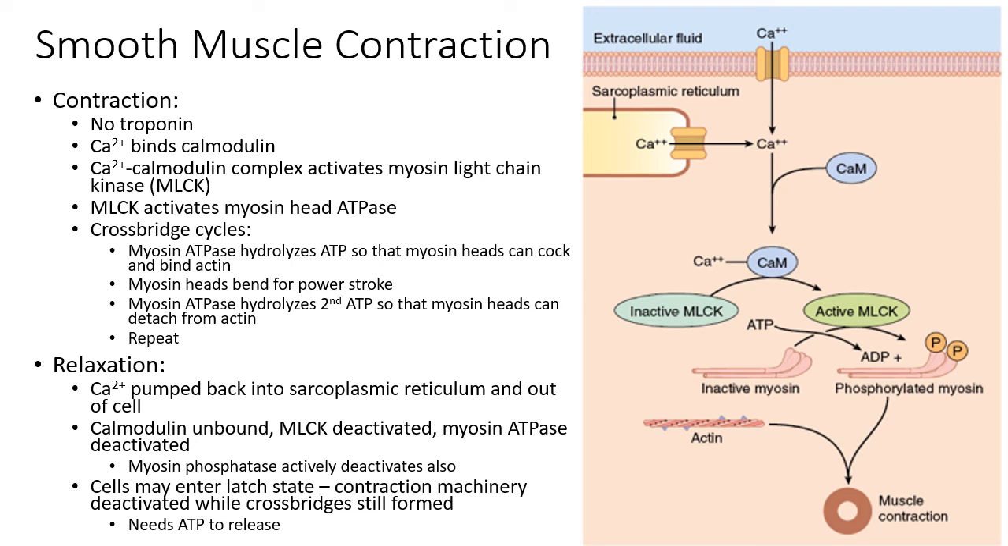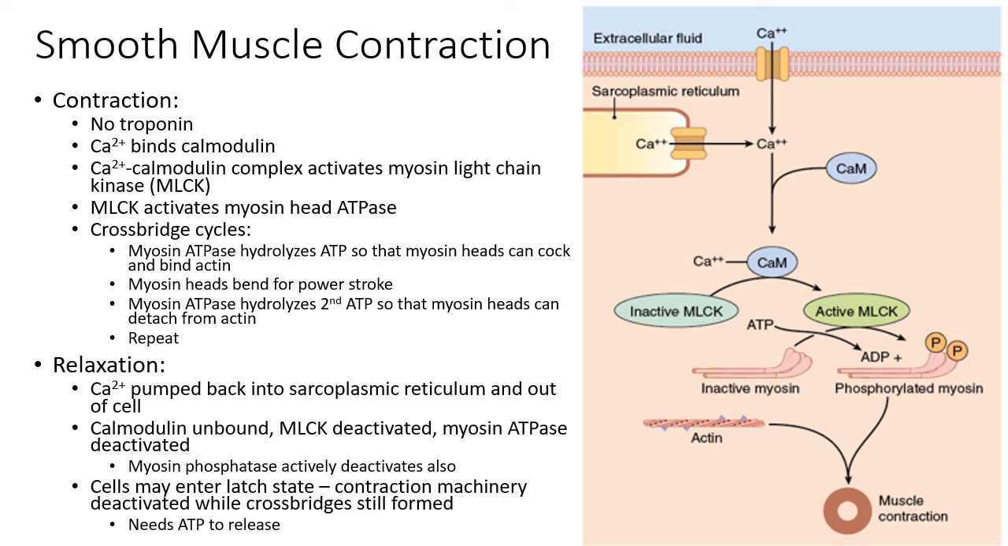Then the relaxation phase is, of course, different as well. The relaxation phase would begin when your calcium levels in the cytosol drop because it's being pumped either back into the sarcoplasmic reticulum or back out of the cell. As the calcium levels drop, calcium is going to let go of calmodulin. Once calmodulin is no longer attached to calcium, then that's going to inactivate the MLCK. Once the MLCK is inactivated, then the myosin head ATPase is going to be deactivated as well.